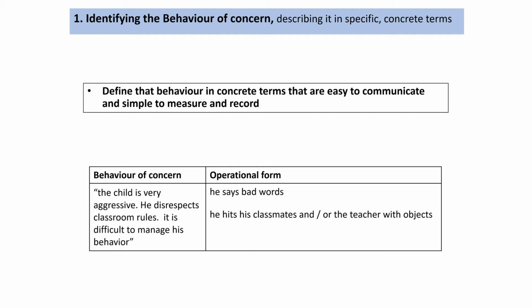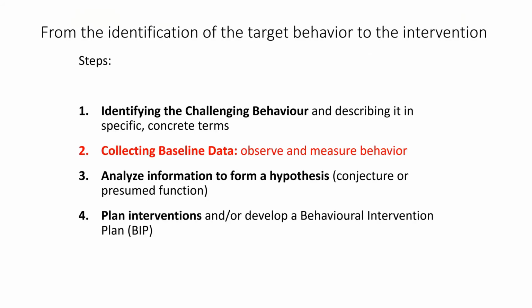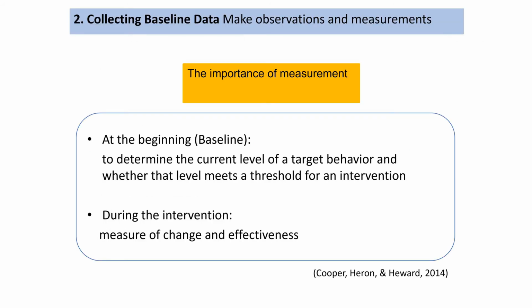In this case, we have just identified two operational forms, which are the following. He says bad words, and he makes use of physical objects to injure his classmates and/or his teachers. All behaviors can be clearly observed and measured. Once a topographic form has been identified and defined, the following step is to make a decision on how to collect data. In other words, how to measure a behavior. Therefore, let's discuss the second step.